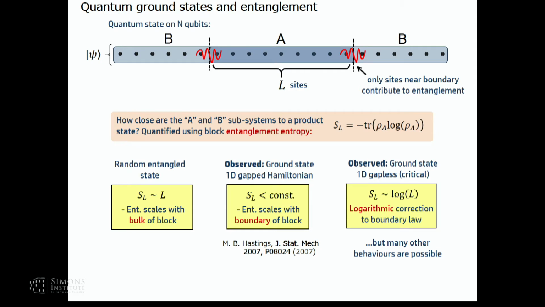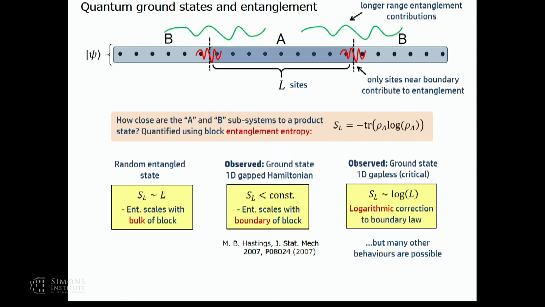If we have a 1D gapless Hamiltonian, the most usual case is that we have a logarithmic scaling of entanglement. So we have entanglement that grows with the block size, much less than the bulk law, but still growing without bound. These correspond to conformal field theories in general. However, there are other behaviors possible. In the case of gapless, you can have very pathological things, but this is the most typical behavior. With gapless, you have polynomial correlations, so things even deep within the block still contribute to this block entanglement entropy.